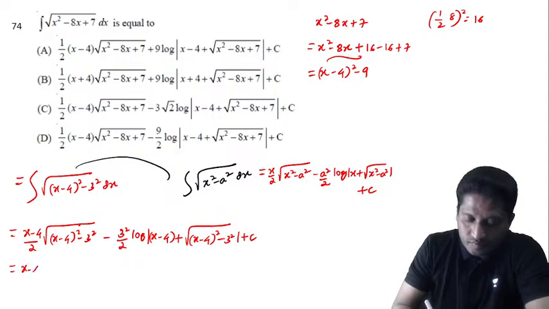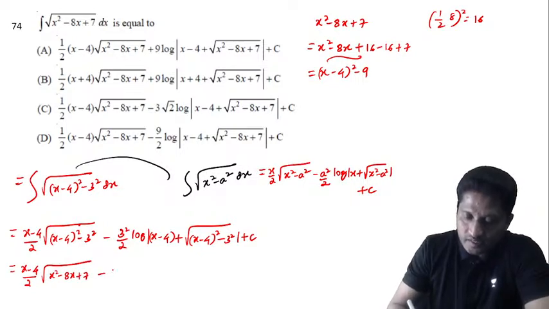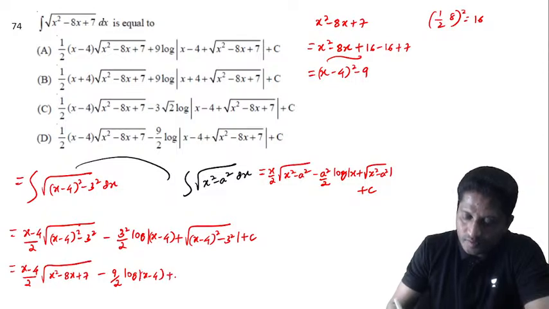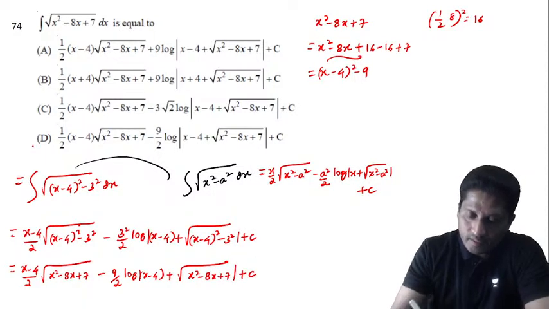This is x minus 4 by 2, and then root of x square minus 8x plus 7, minus this is 9 by 2 into log of x minus 4 plus root of x square minus 8x plus 7, and plus c. Answer is option D.